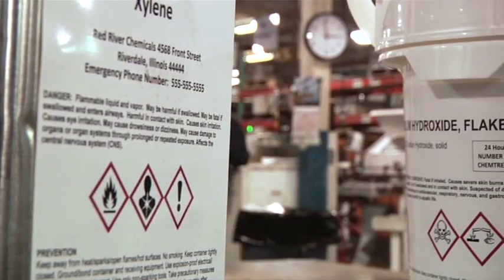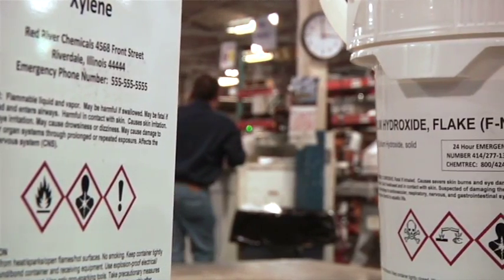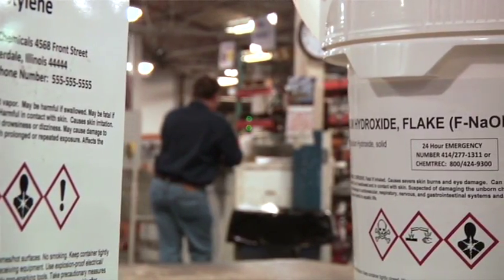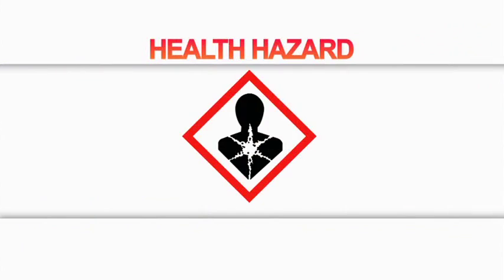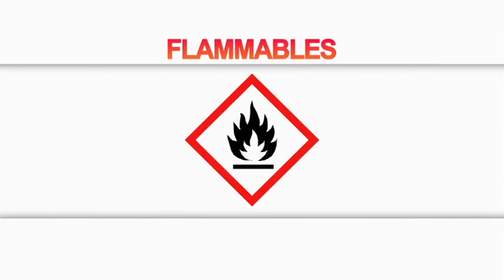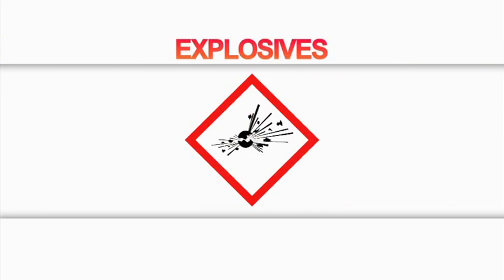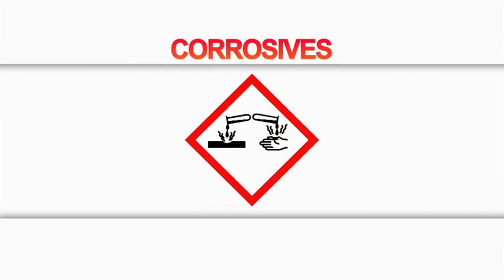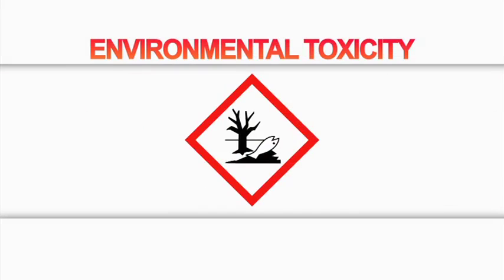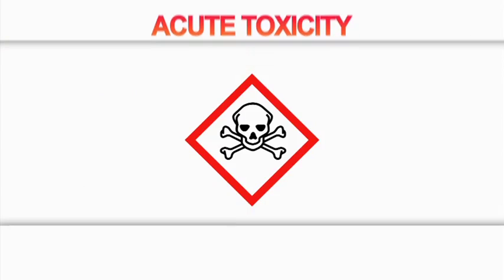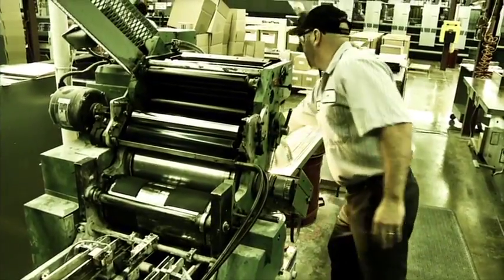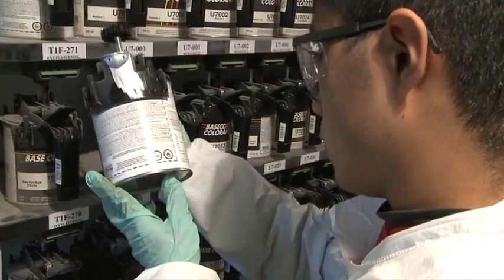Now look for the pictogram. These are symbols that represent various chemical hazards. These might include health hazards, flammables, oxidizers, irritants, gases under pressure, explosives, corrosives, environmental toxicity, and acute toxicity. The chemical you are working with may have more than one pictogram and pose more than one hazard.